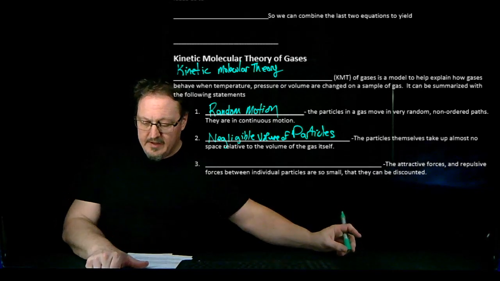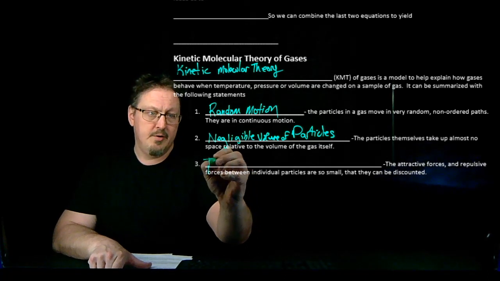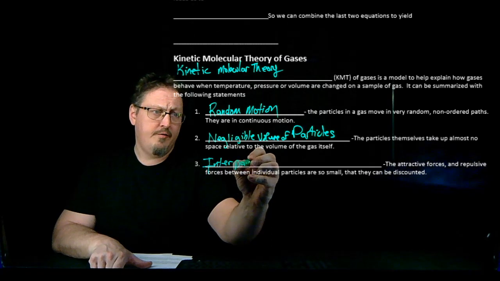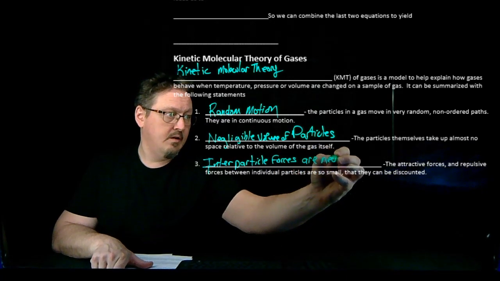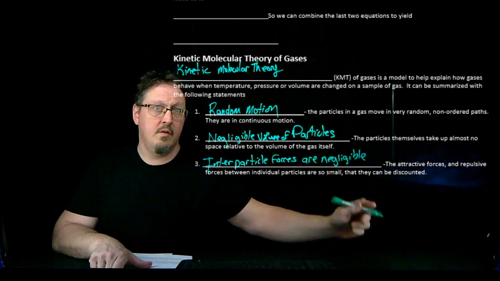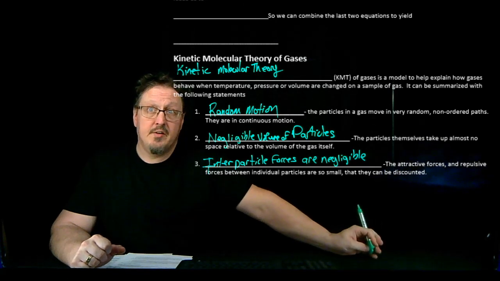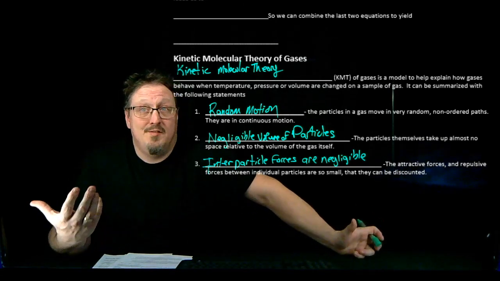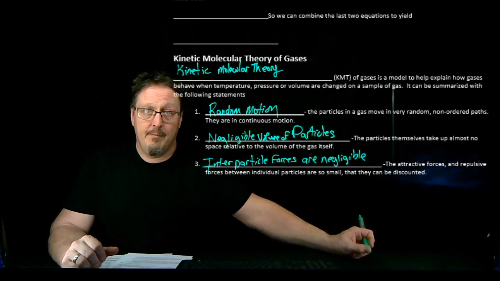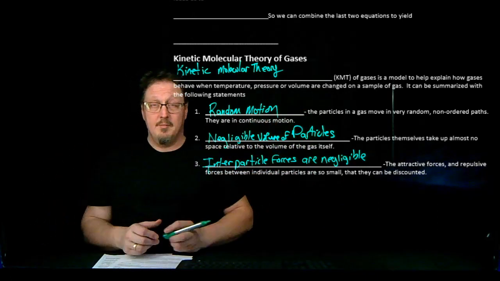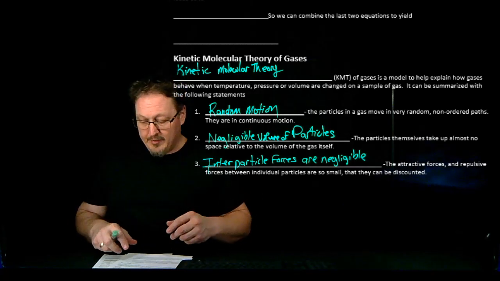Number 3, the next thing is that interparticle forces are negligible. In other words, the particles don't attract each other in any way, shape, or form. That is one of the fundamental precepts of kinetic molecular theory, that those particles are just bouncing around. They don't interact. They don't see each other. They smash into each other, and then they bounce right back again. That is one of the fundamental tenets of KMT. So that's one of them. We're going to come back for the next 2 in just a second.